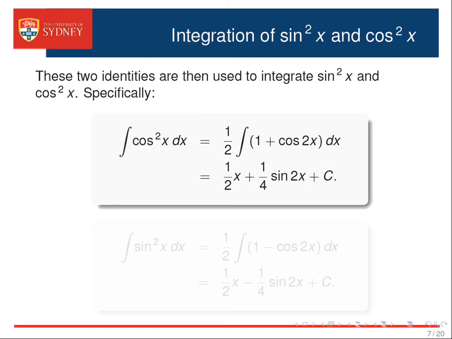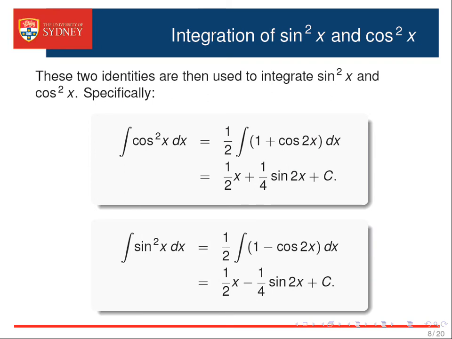These two identities are then used to integrate the functions sin squared x and cosine squared x. Specifically, by rewriting cosine squared x in terms of the easily integrable function cosine 2x, we can thereby evaluate the cosine squared integral. And in similar fashion, by rewriting sin squared x in terms of cosine 2x, we can thereby evaluate the sine squared integral.